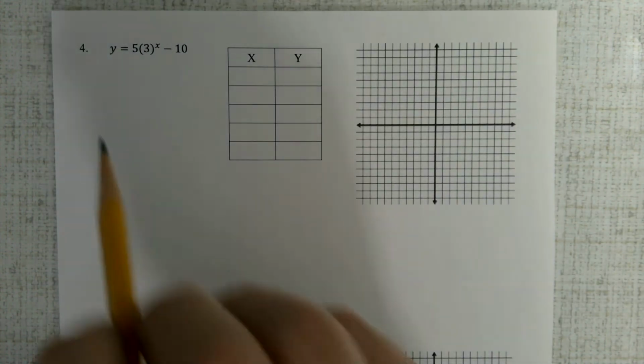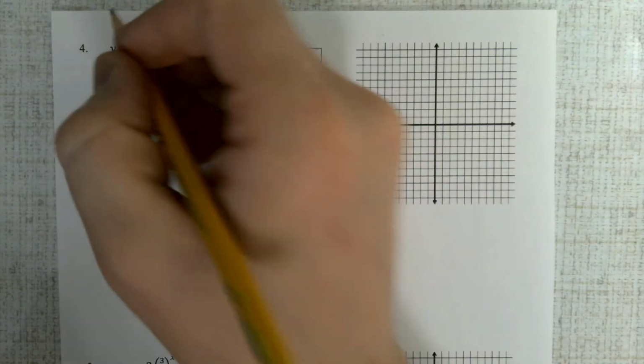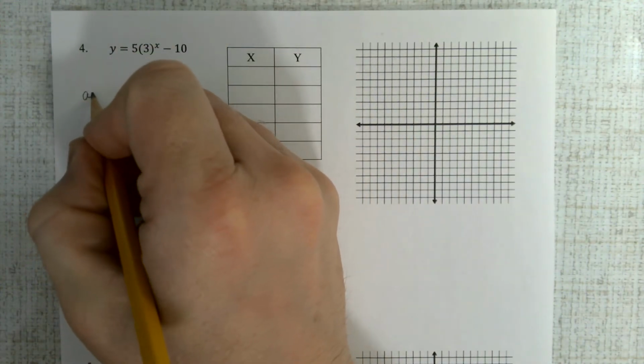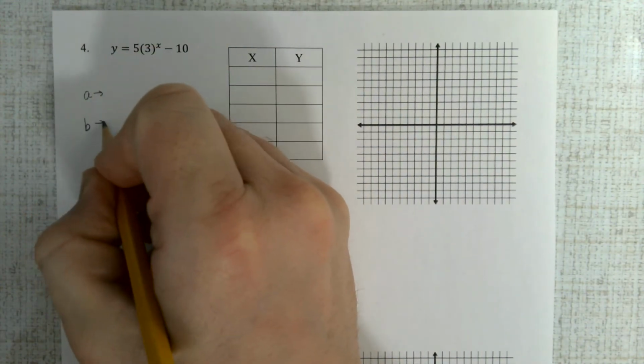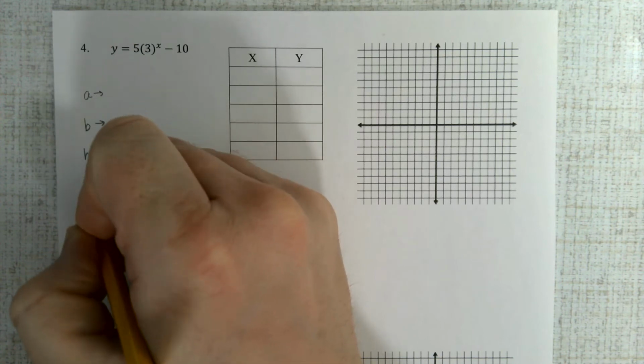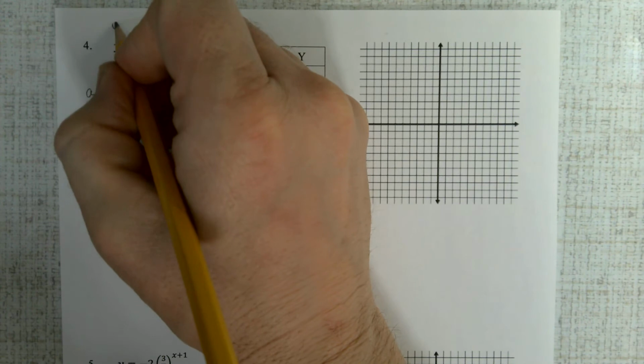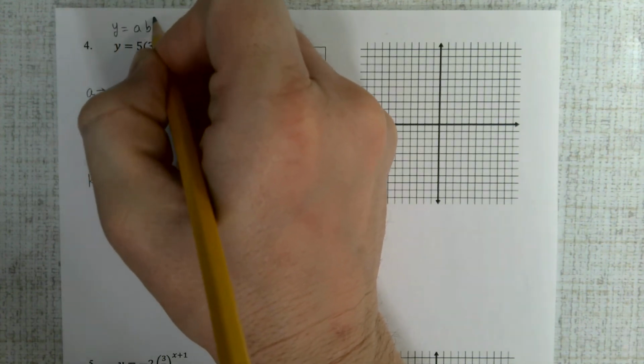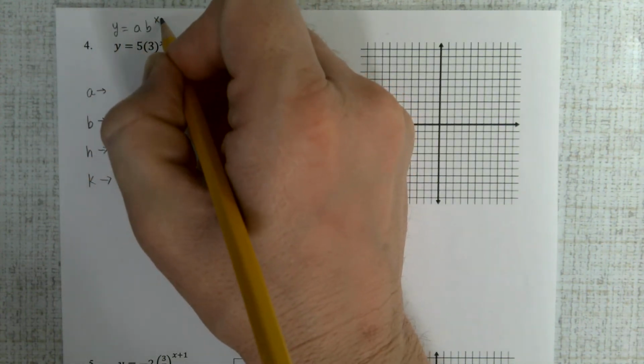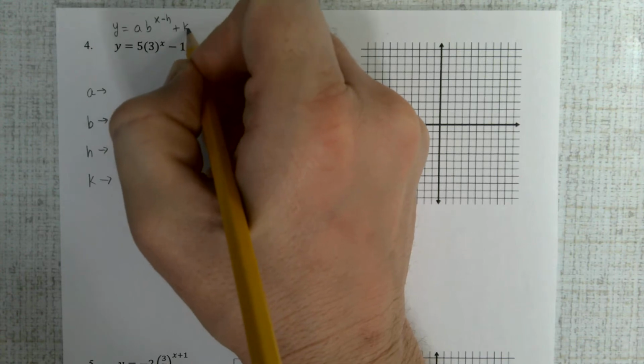What we are doing first, we are taking this equation and graphing it, and the first step we had to take was to identify all of the parts to this graph. So we had an A, B, H, and K, and that follows this formula, y is equal to A times B to the x minus H, plus K.